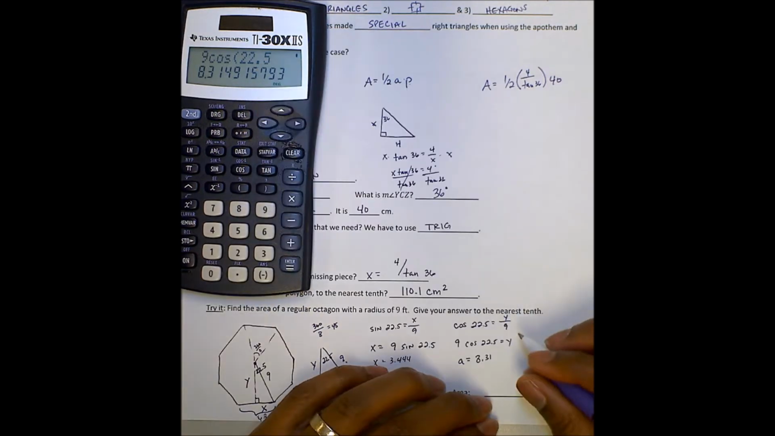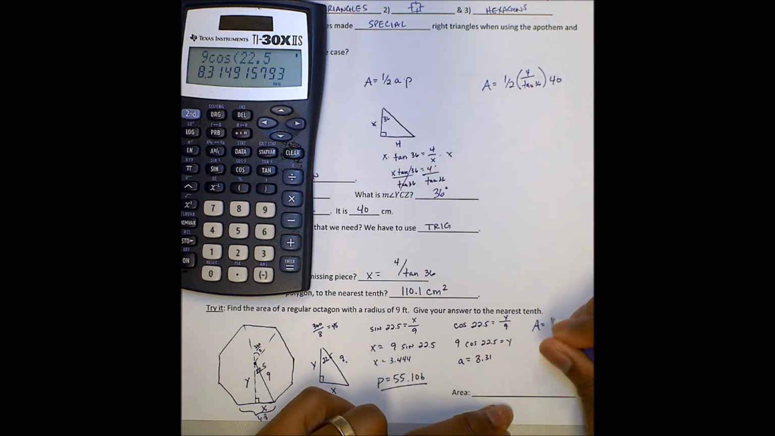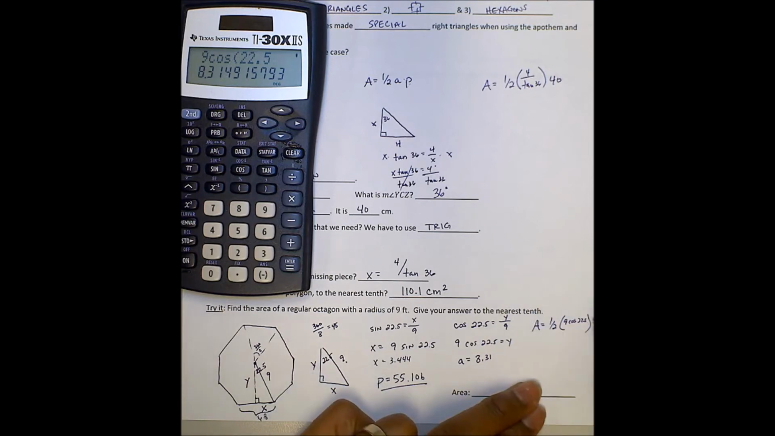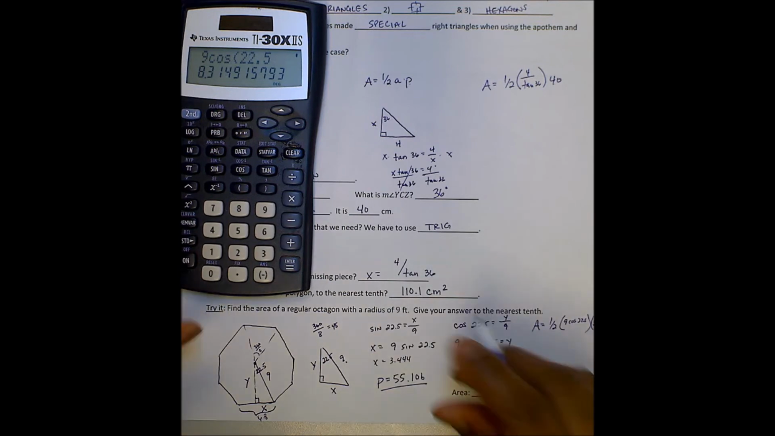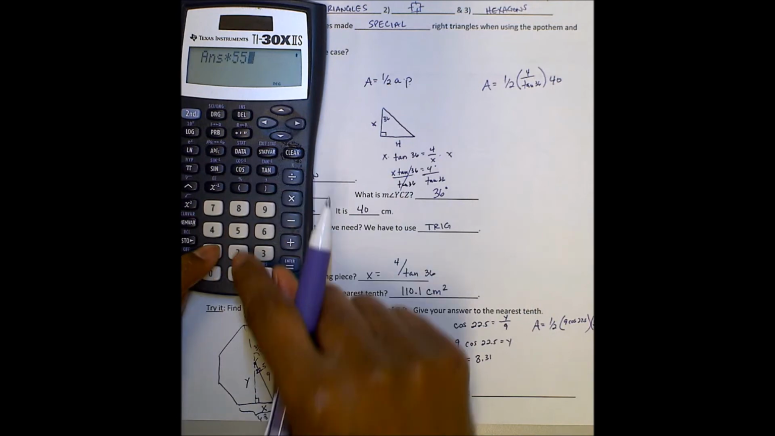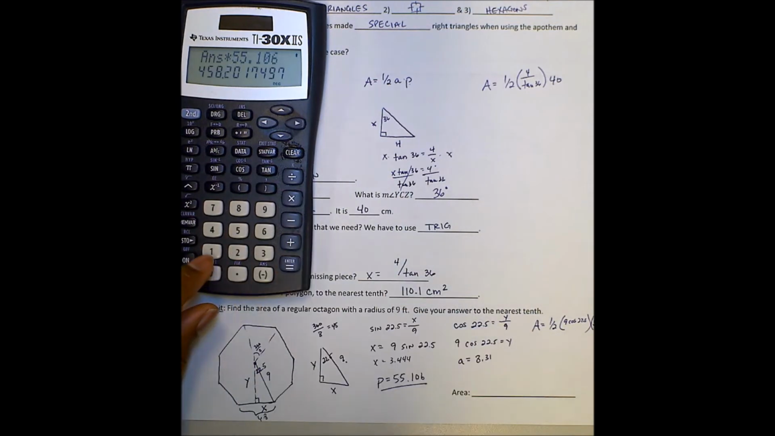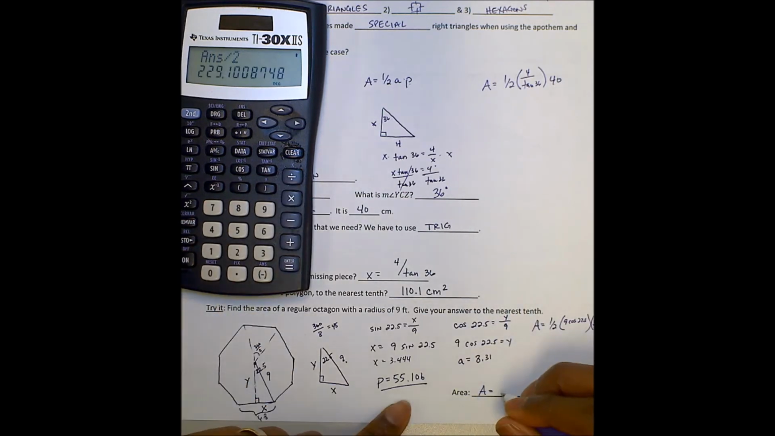whole value. So my formula then will be area will equal 1/2 the apothem, I'll just write 9 cosine 22.5 here, times the perimeter, which is 55.106. Okay, sorry I ran out of space, but I'm going to use that whole thing in here. So in my calculator I have the apothem times the perimeter divided by 2, or times 1/2. So my area will be 22.9 feet.